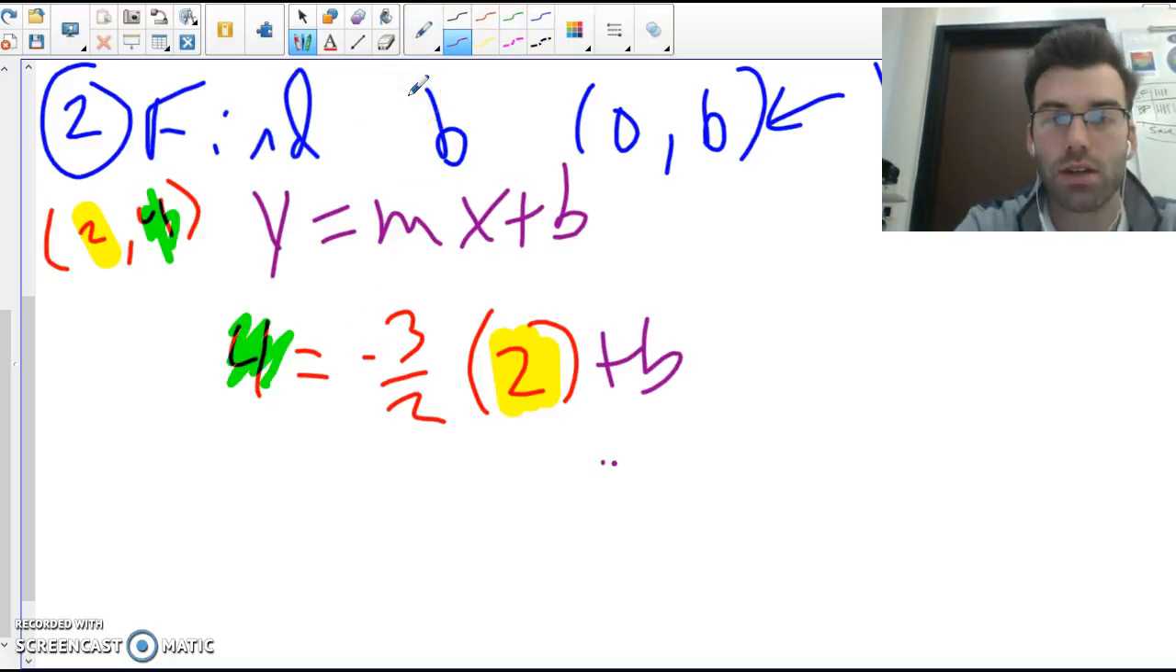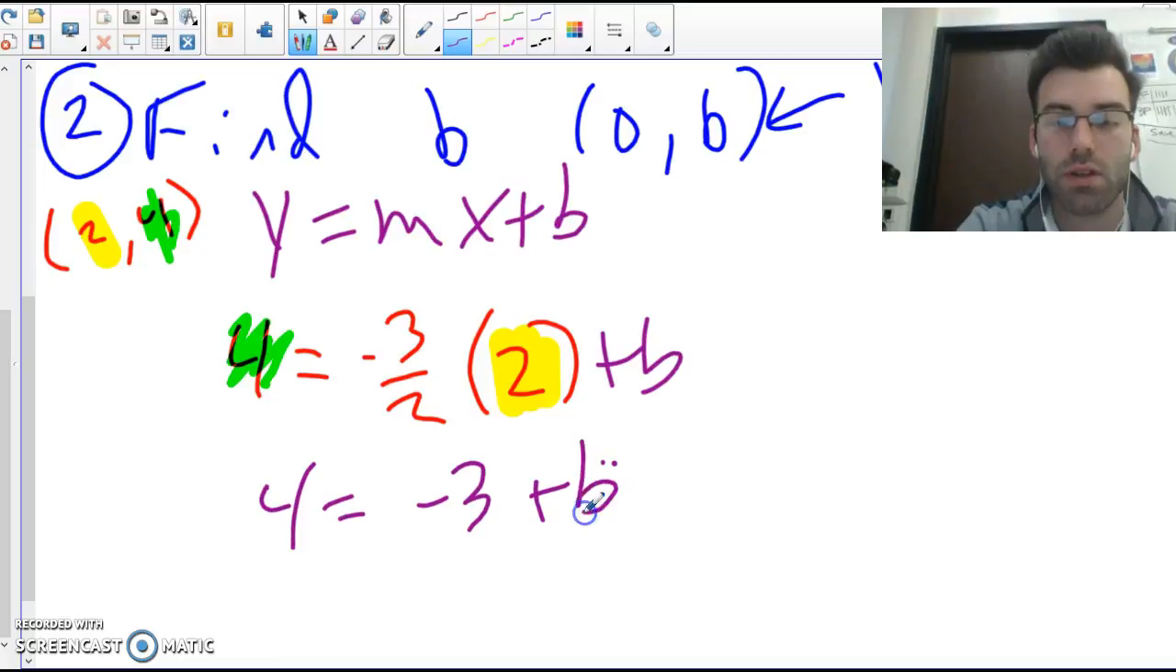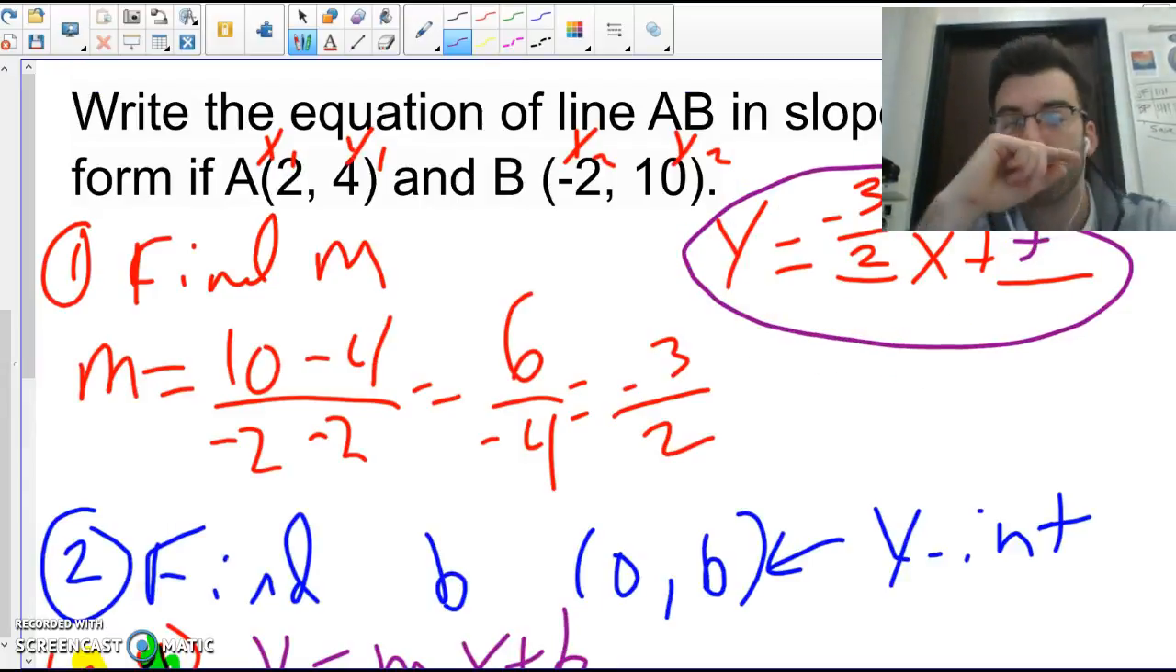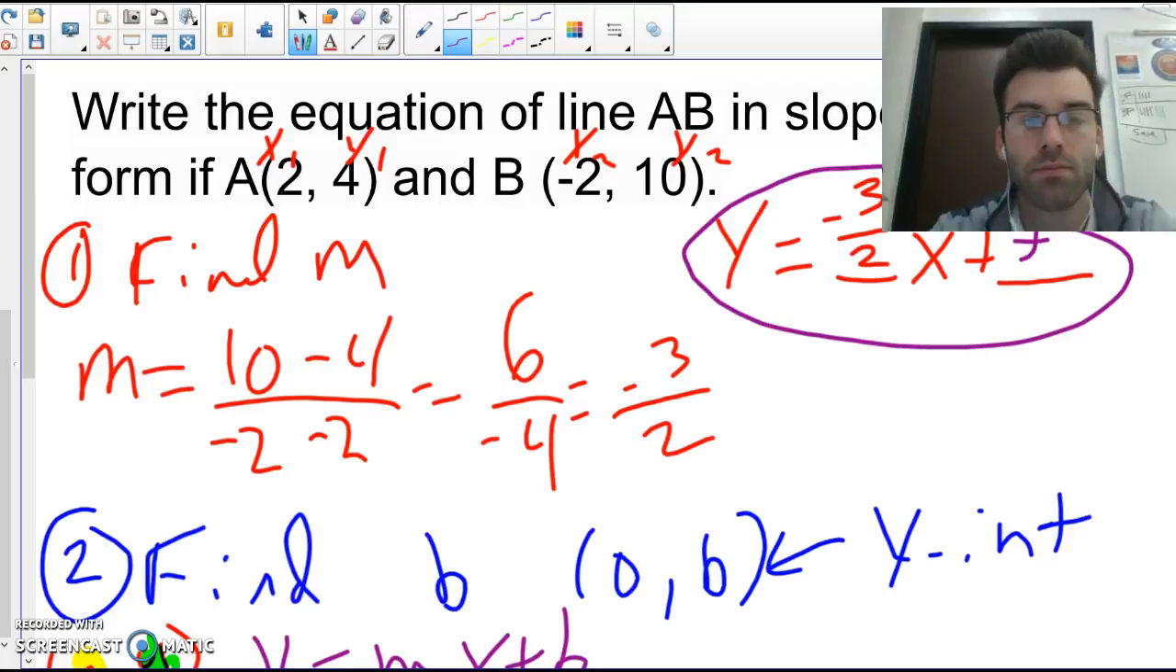So this is just algebra. Solve for b. 4 stays the same. Negative 3 over 2 times 2 is negative 3 plus b. Add 3 to the other side. You should get b equals 7. And then write it in your equation. So that would be the equation of the line in slope-intercept form.